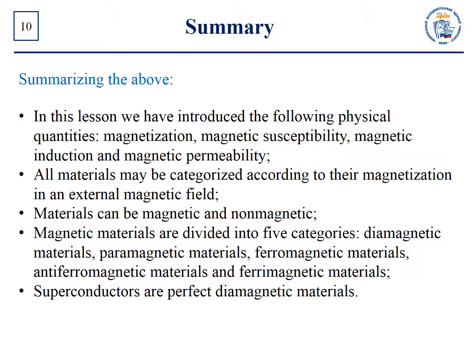In this lesson, we have introduced the physical quantities characterizing the magnetic properties of matter. They are magnetization, magnetic susceptibility, magnetic induction, and magnetic permeability. We have learned that materials can be magnetic and non-magnetic. Magnetic materials are divided into 5 broad categories: diamagnetic materials, paramagnetic materials, ferromagnetic materials, antiferromagnetic materials, and ferrimagnetic materials. Also, we have noted that superconductors are perfect or ideal diamagnets.